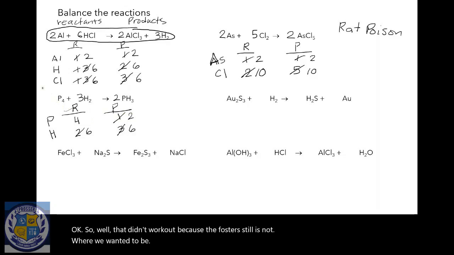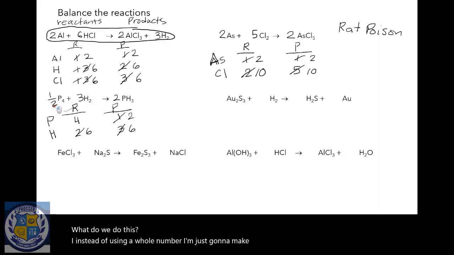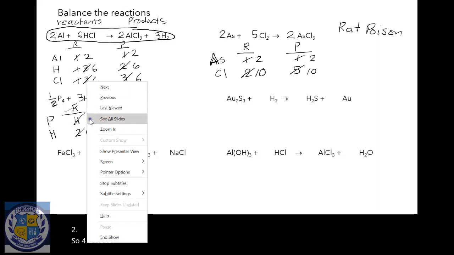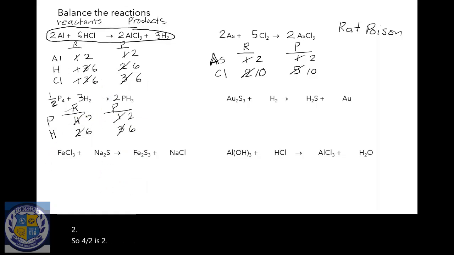What if we do this? Instead of using a whole number, I'm just going to make this a half. What does that do? What's a half times 4? That's 2. So 4 divided by 2 is 2. And it worked.